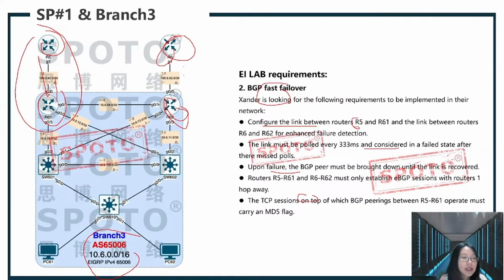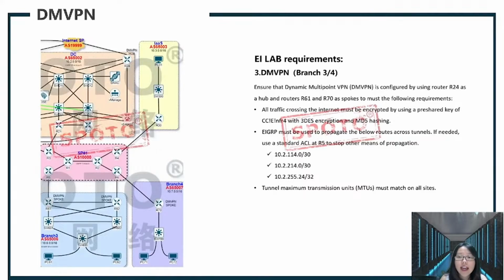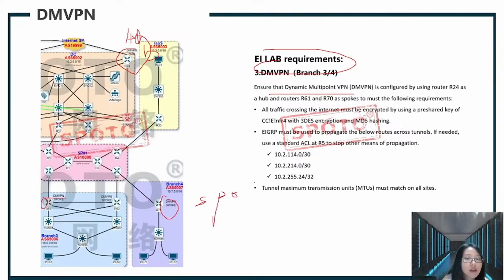Okay, so let's see the next part about DMVPN. Okay, DMVPN. So we should ensure that DMVPN is configured by using router 24. Router 24 is a hub. Okay, it's a hub. And router 61 and router 70 are spokes. Most of the requirements follow.